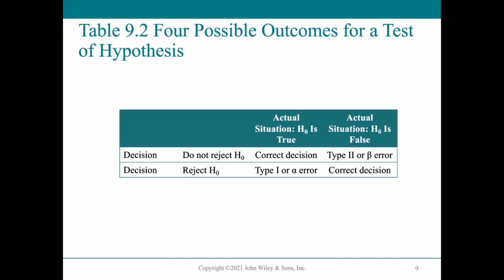So basically, this is another look at this situation. This is no longer represented as a court case, but rather as our decision whether we reject or do not reject the null hypothesis. If our decision is to not reject the null hypothesis, however, the null hypothesis is actually false, that is now our type 2, or the beta error. And when we reject the null hypothesis, whereas the null hypothesis is actually true, that's a type 1 or an alpha error.